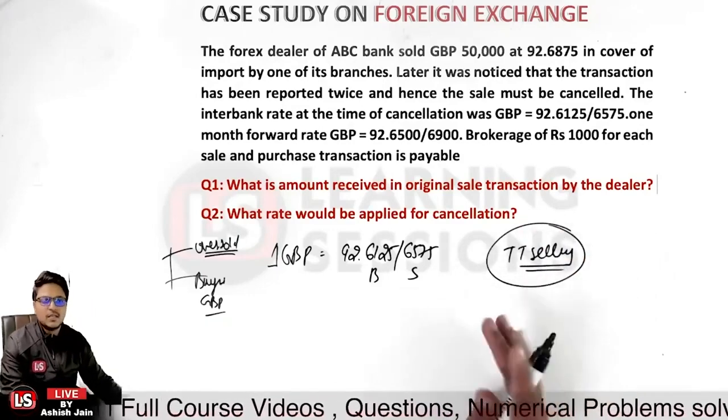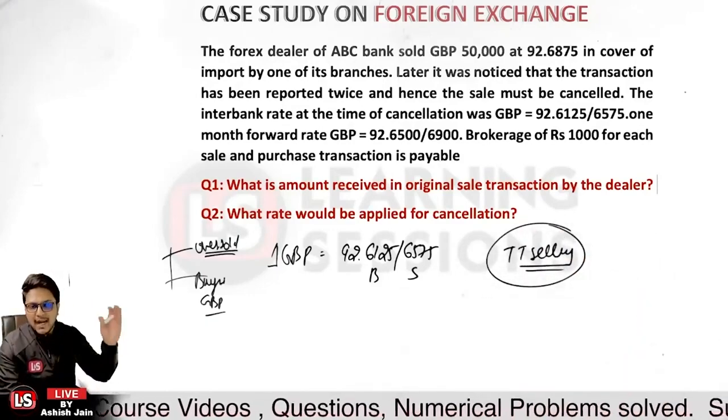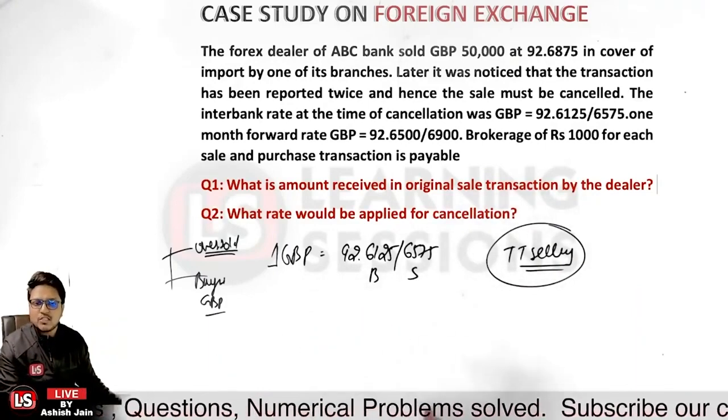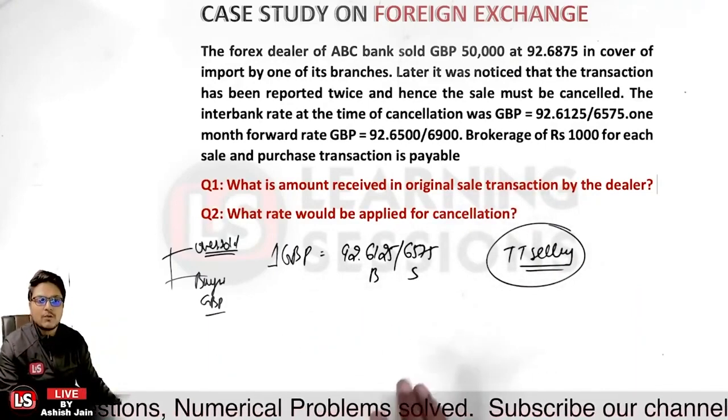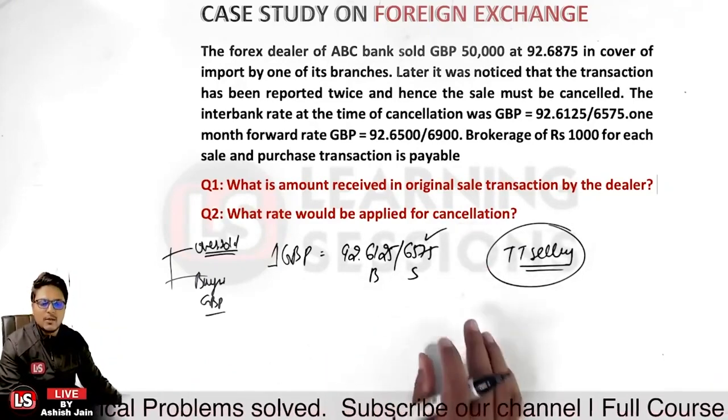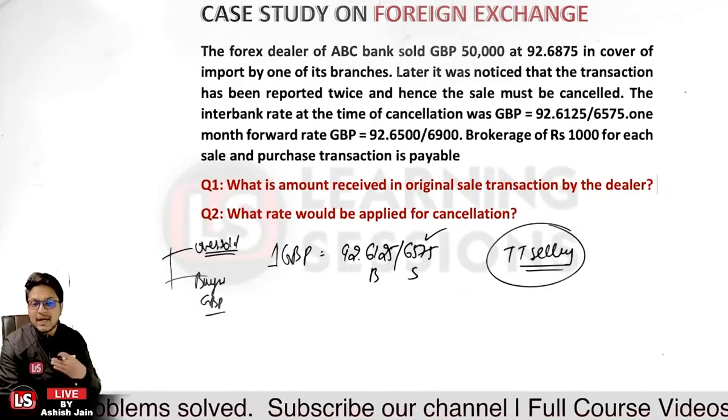Why TT? Because there is no settlement date difference. At the time that you are ready to purchase, you will be just paying the amount and the market will be settling the amount itself. So what rate shall be quoted? It is a selling rate that shall be quoted because I want to buy, being a bank.